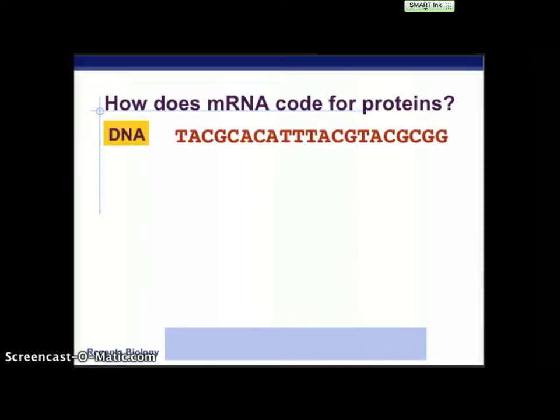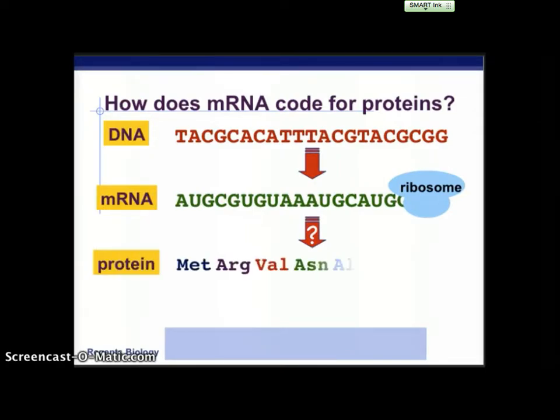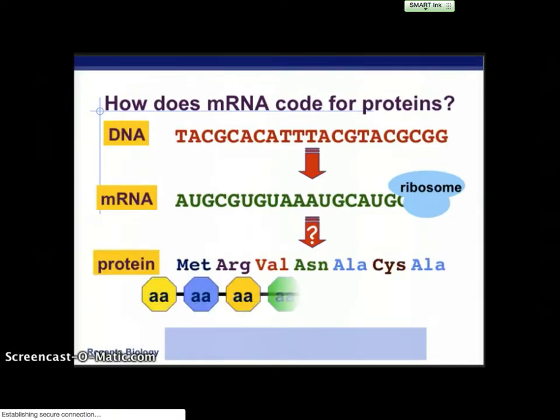Well, again, we have our DNA. It makes our mRNA. And now what happens at the ribosome? Well, at the ribosome, we're going to have amino acids joined together in a specific order based on this code.